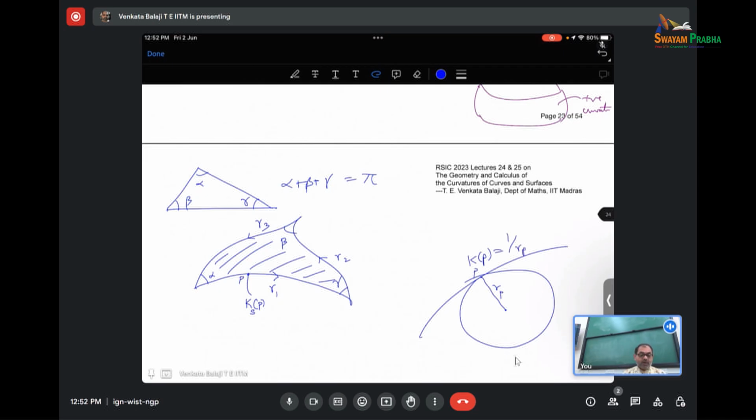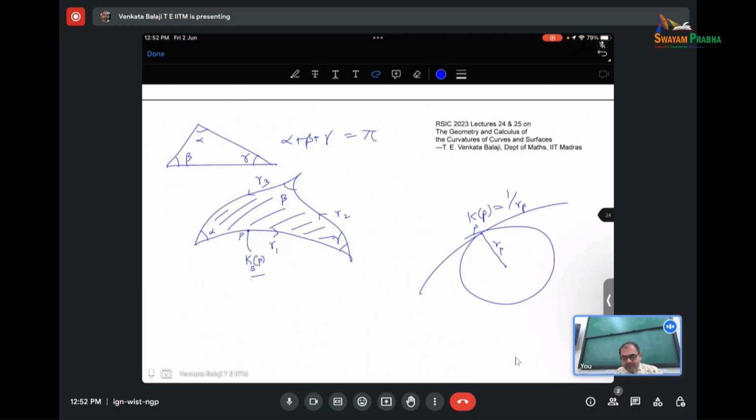Okay, but the problem is that the orientation of the curve matters. If you change the orientation of the curve, then one side will change from concave to convex, and you have to keep track of this. So the moral of the story is that when you look at curvature, you have to take a signed curvature.